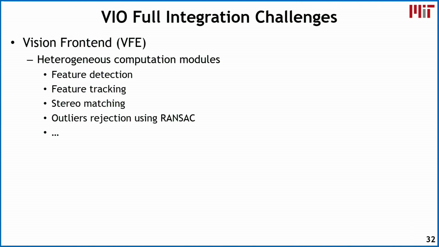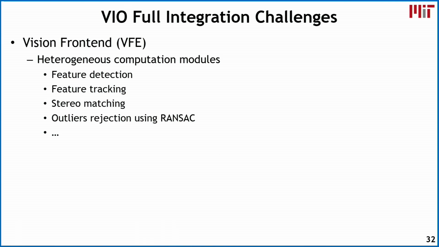Some additional challenges for this full integration. We might have noticed in the image that we have lots of components. In particular, the vision front end contains many heterogeneous computation modules. First, we have feature detection, which detects the important features in the image. Then you need to do feature tracking, because we need to know the 3D location of these particular tracks. We also have to do stereo matching for disparity calculations.